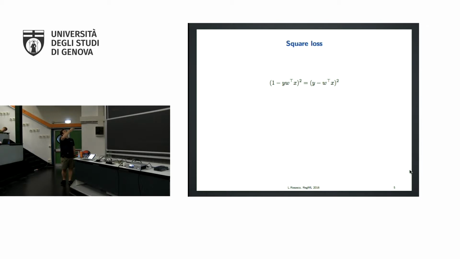One way is basically if you take y here and you factorize it out, you get the 1 here. You get 1 over y here, but that's equal to y. And then you get a y square when you take it out of the parentheses. But y square is always equal to 1.